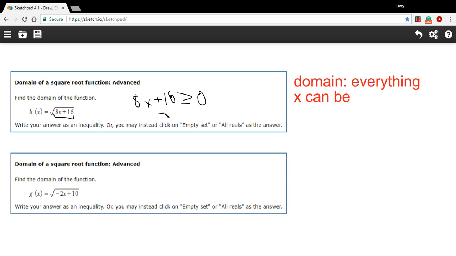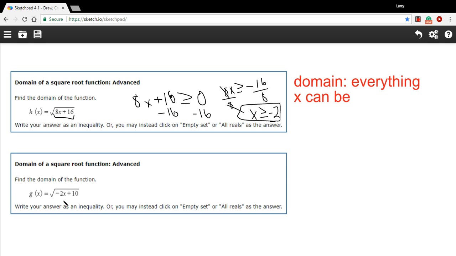So in this case, I'm going to subtract 16 from both sides. That'll give me 8x is greater than or equal to negative 16. And then divide by 8 on both sides. And I'm going to get x is greater than or equal to negative 2. And that is our domain.